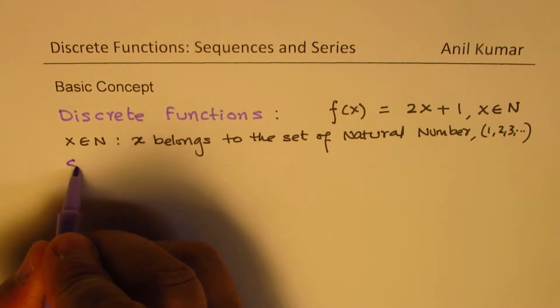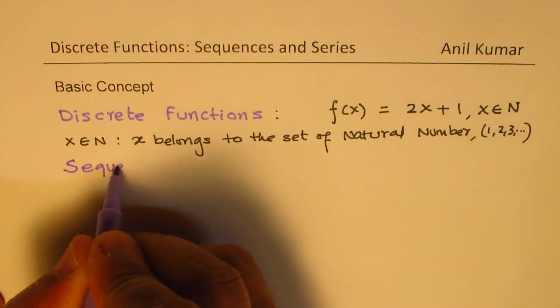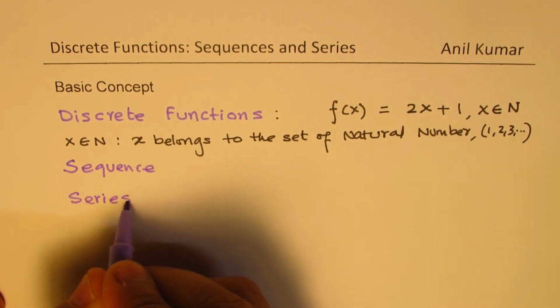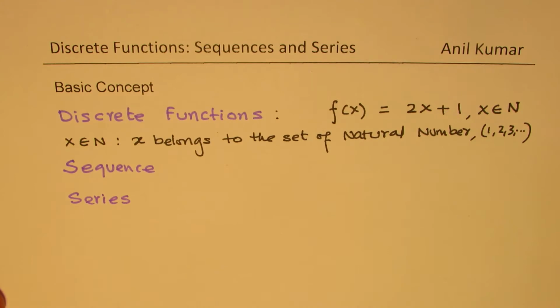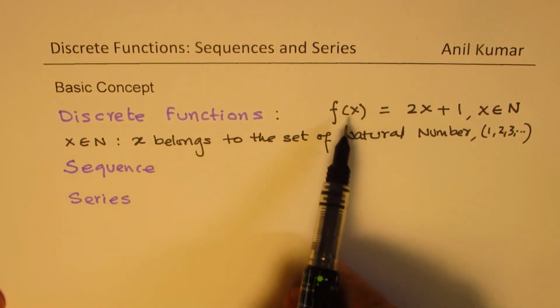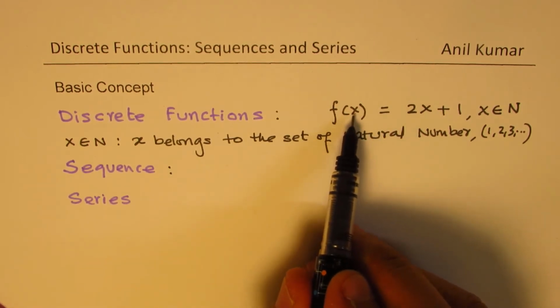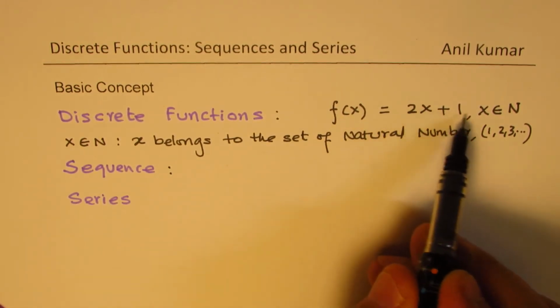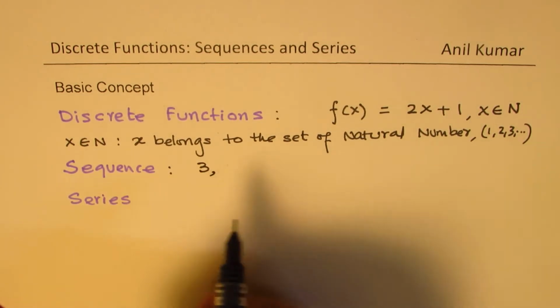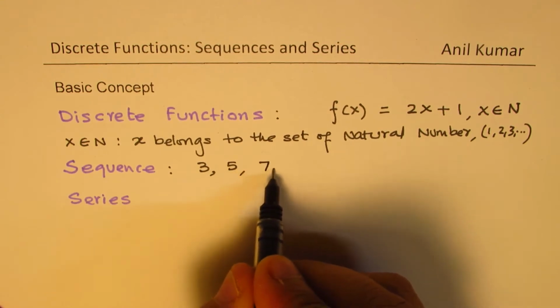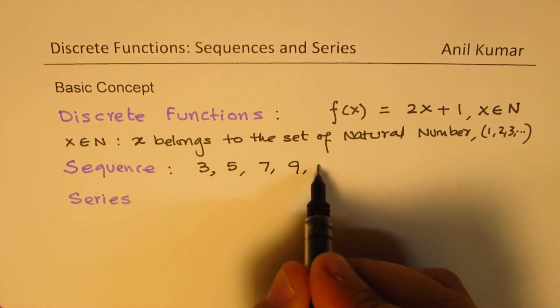The second part which you should understand is sequences and series. Many times both these terms are used together. Well, what is the difference between these two? That is important to understand. So let's get back to our function. If I put x as 1, I get 2 plus 1, which is 3. And then if I put 2, I get 5. So every time it is increasing by 2, right?